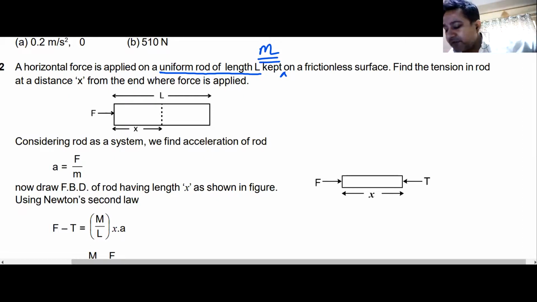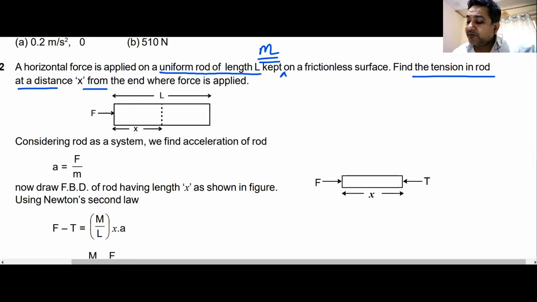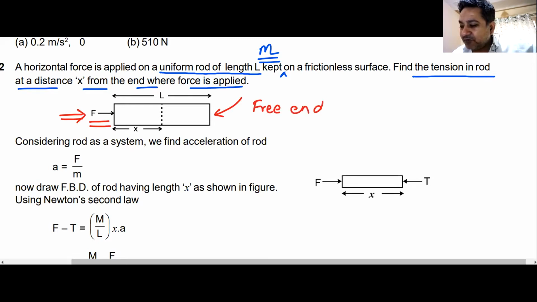So mass is not given. So the question goes like this. A horizontal force is applied on a uniform rod of length L, mass M, kept on a frictionless surface. Find the tension in the rod at a distance x from the end where the force is applied. So basically they have applied a force F here on this end. This is the end where the force is applied. This is the end which is known as the free end, where no force is applied.